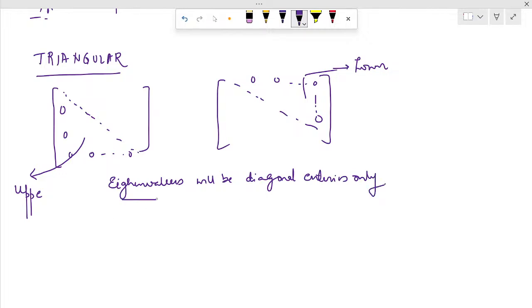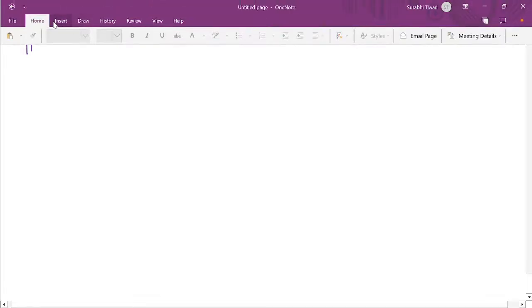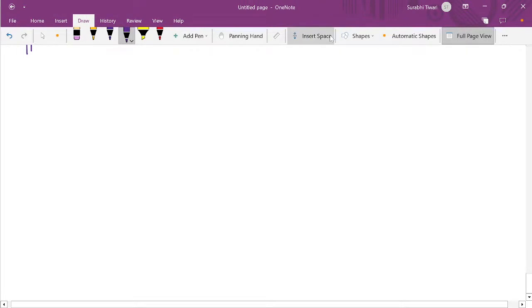Now let us come to different other systems for which we want to remember what the eigenvalues are. Let's say I'm drawing a circle so that we'll be able to understand what I want to say.